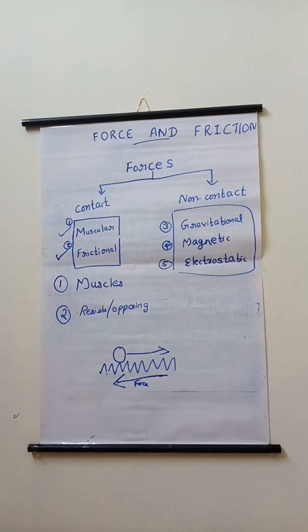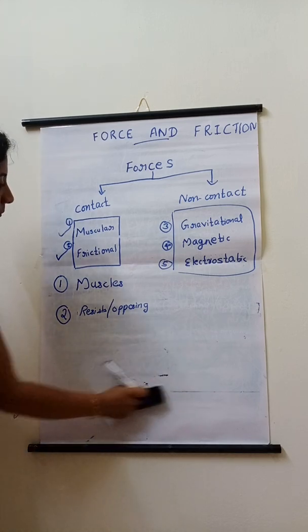Since this force is resisting the motion of a body, it always acts in a direction opposite to the direction of the motion of the object. That's all about the frictional force.